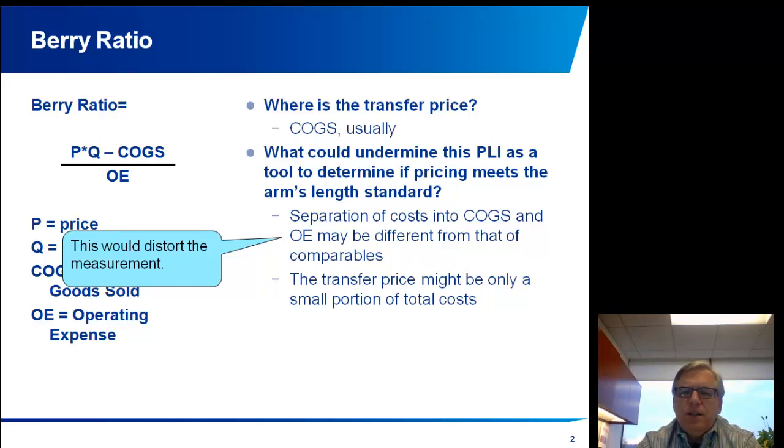This first item that we've mentioned up here would actually distort the measure and could cause you to draw a wrong conclusion. The second item is more likely to just make it insensitive, and you may need to look at a different approach to the transfer pricing that would improve the sensitivity of the profit level indicator to changes in the transfer price. Thank you.